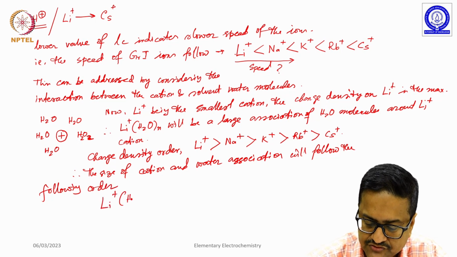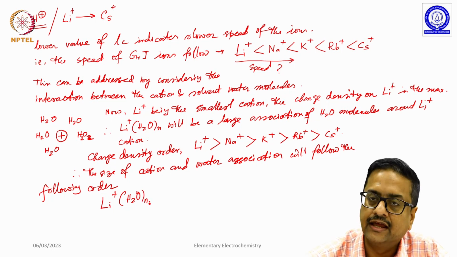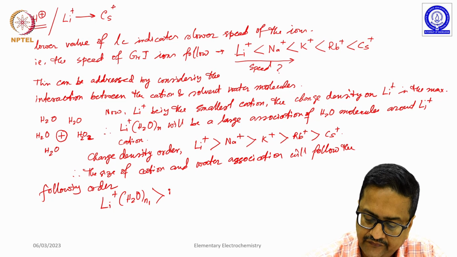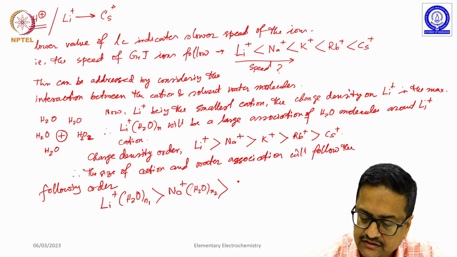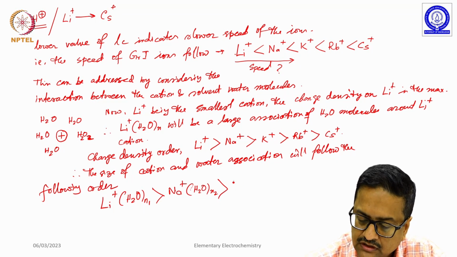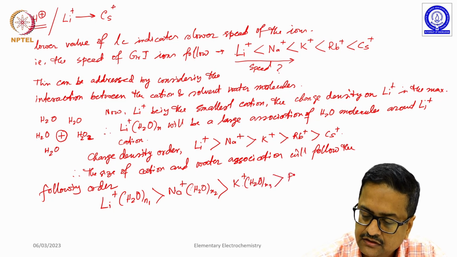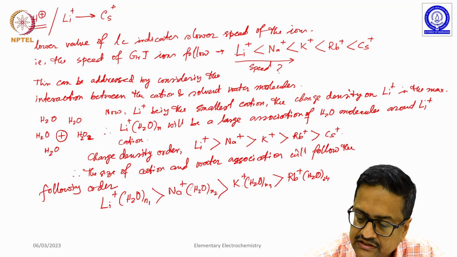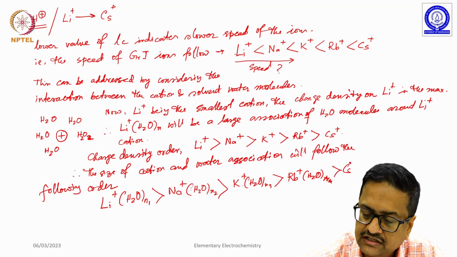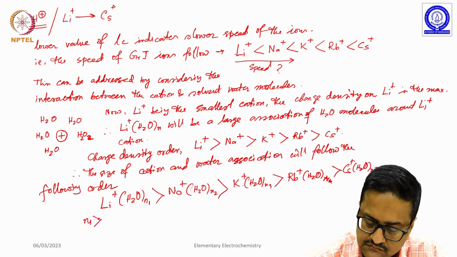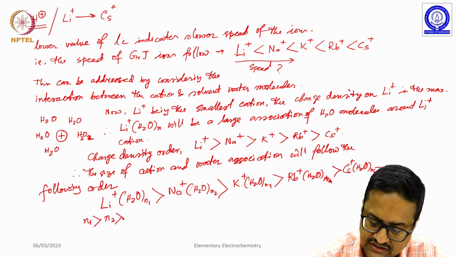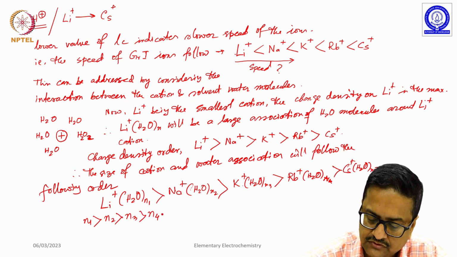Li+ H2O, say N1, is much greater than Na+ H2O N2, is greater than K+ H2O N3, greater than Rb+ H2O N4, greater than Cs+ H2O N5, such that N1 is greater than N2 is greater than N3 greater than N4 greater than N5.